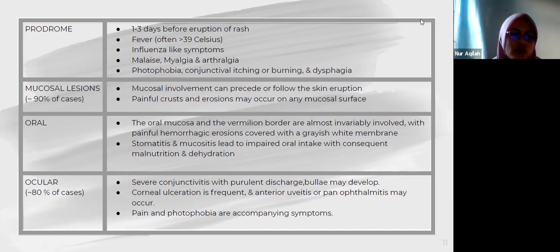Okay, and then for clinical manifestation on the ocular side, it happens in approximately 80% of the cases with severe conjunctivitis, with purulent discharge, and bullae may also develop in the ocular region. Okay, corneal ulceration is frequent, and anterior uveitis or panophthalmitis may occur. And pain and also photophobia are accompanying symptoms if it affects the ocular area.